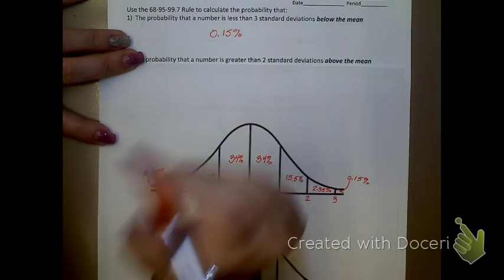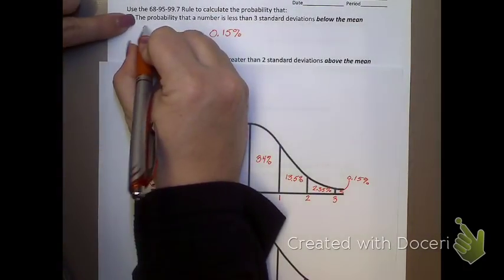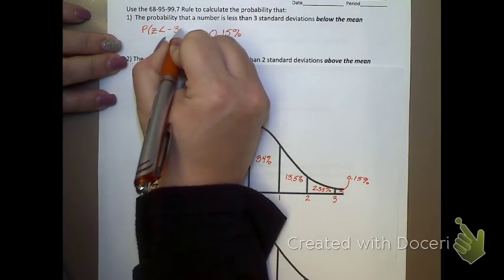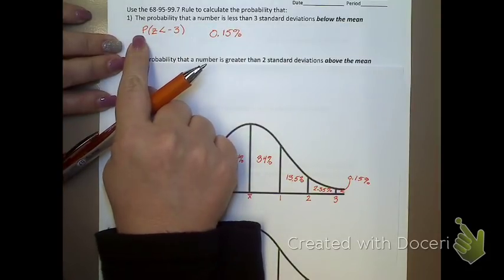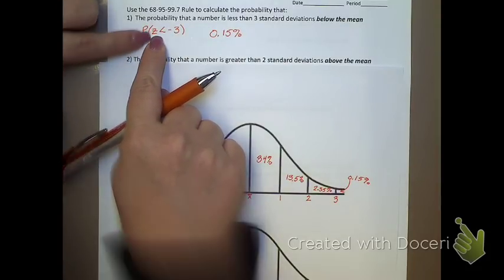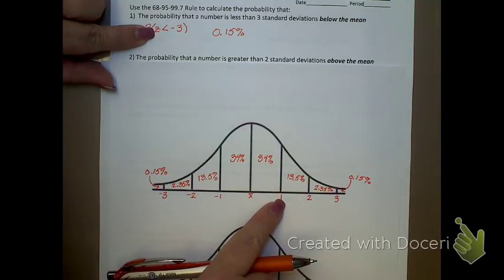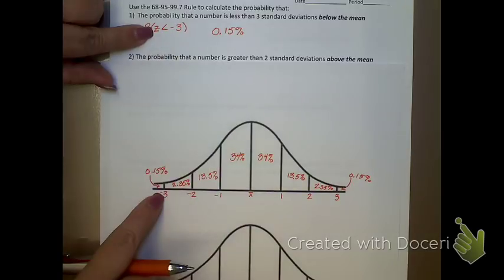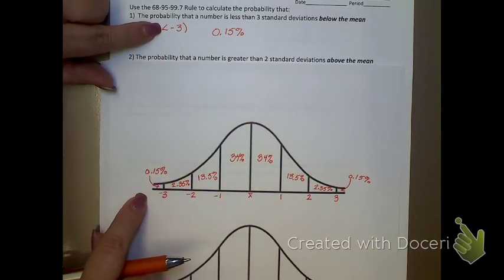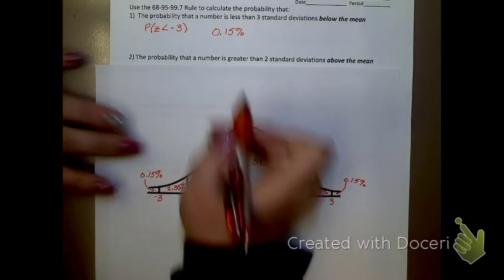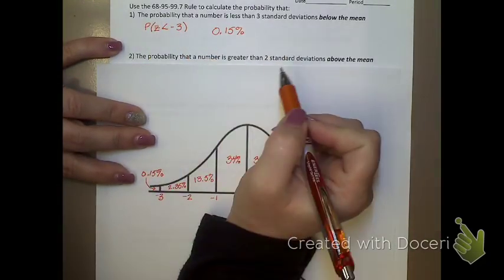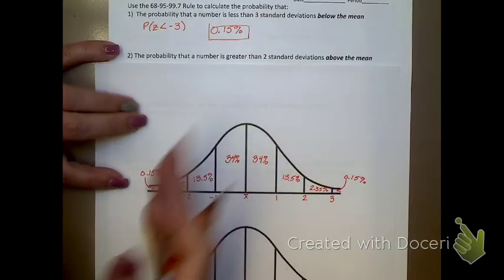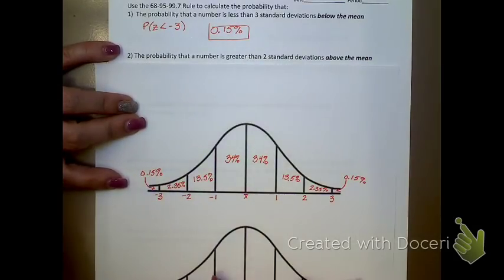By the way, this could be written like this. That means the probability that z, remember these are also z-scores, this is approximately a z-score of 1, of 2, of 3, of -1, -2, -3, that your z-score is less than -3, meaning to the left of -3. That's another way that this question could be asked. But this one we get is 0.15%, meaning on the left of the -3.